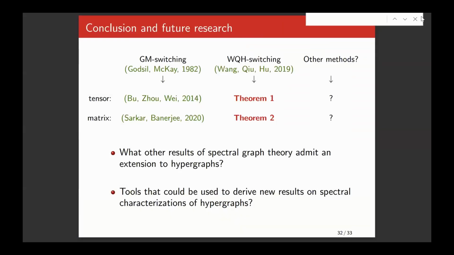So, to conclude my talk, this is a little bit of an overview of what we did. We reviewed the graph case of methods to construct cospectral graphs. We extended the results that were already extended for tensor and matrix representations of hypergraphs to the newest switching, which appeared a few years ago in the two theorems. But there are other methods that have not been explored in the context of hypergraphs, so there is still potential for new results in this line of research.